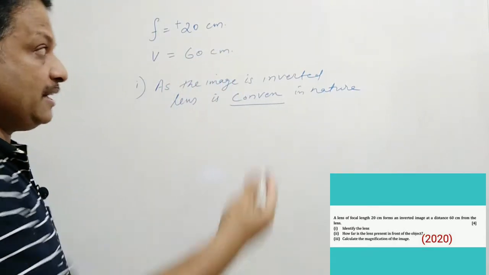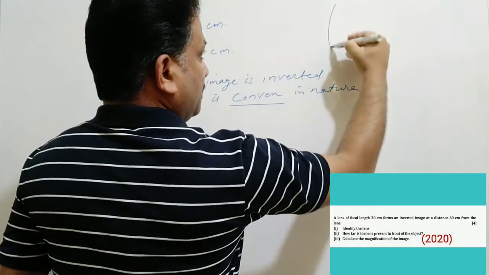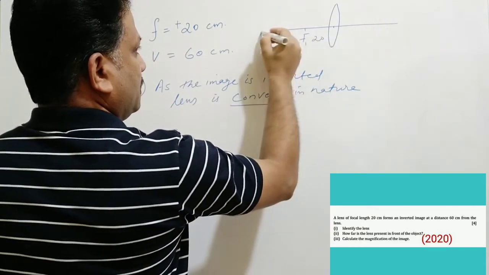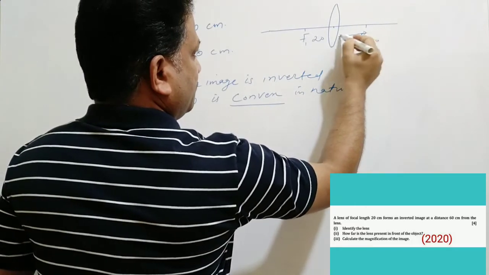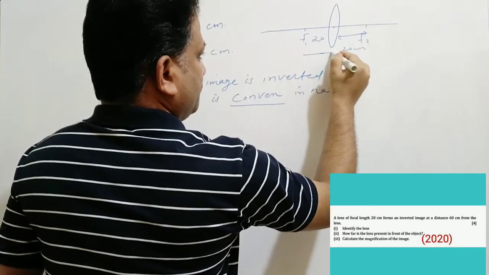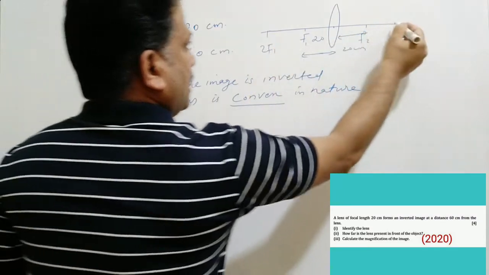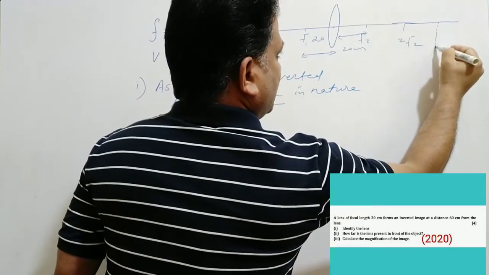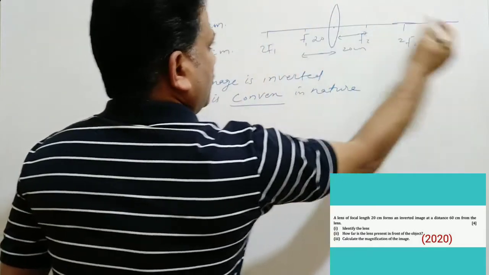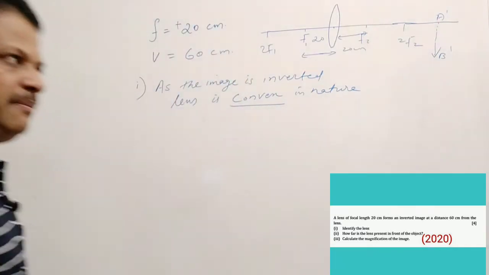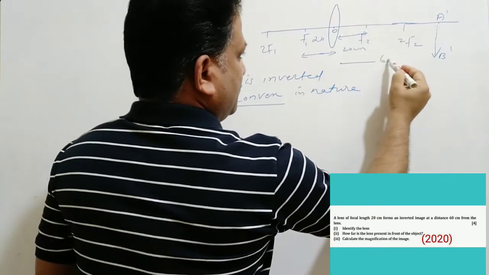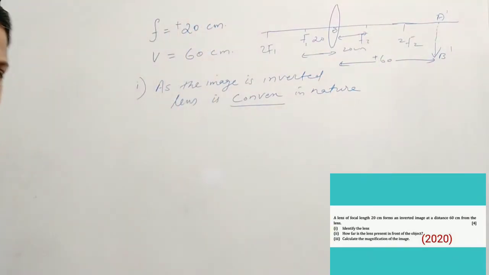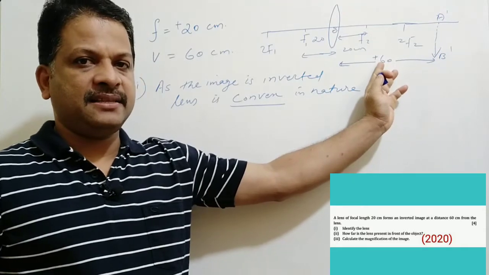Since the image is inverted, the image is formed on the other side of the lens. For example, this is the lens, the optical center, focal length f1 is 20, okay, and f2 is 20 here. Clear? 20 centimeter, and this is 2f1 and this is 2f2. So an inverted image is formed about 60 centimeter, somewhere here. Here A dash B dash, this is the inverted image, formed somewhat 60 centimeter on the other side of the lens. Since it is to the right of the lens, it will be plus. Clear? Since it is on the right side of the lens, the image distance is taken as positive.